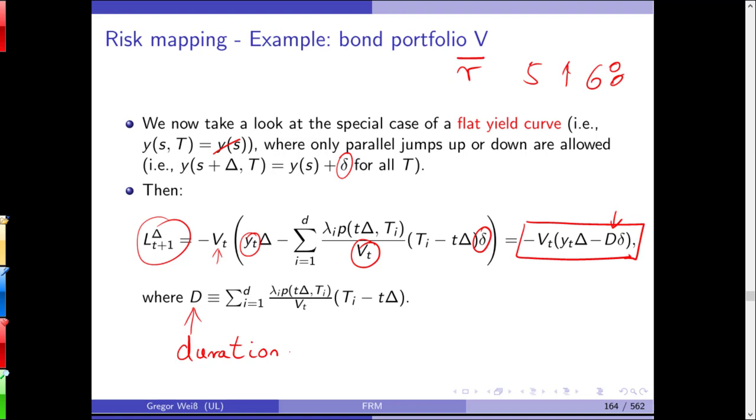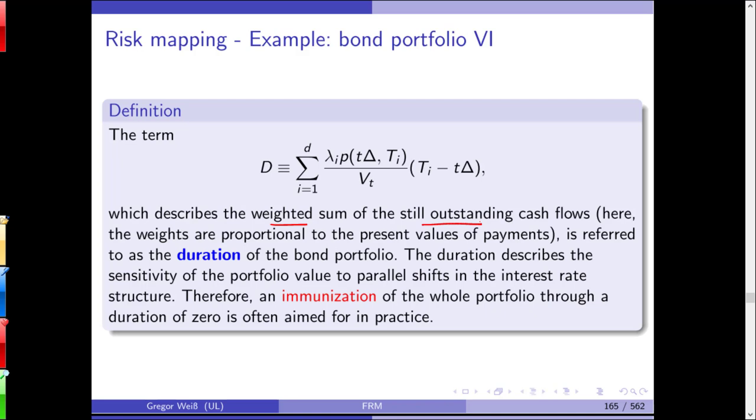That is the duration of the bond portfolio. Die Duration, die sich auch so im Deutschen so schön nennt. Was ist die Duration? The duration is nothing but the weighted sum of the still outstanding cash flows, and you take the remaining maturities and you weight them by the percentage of money you have invested in this particular bond. Sie nehmen also die Restlaufzeiten eines jeden Bonds und gewichten diese Restlaufzeiten mit dem Anteil am Gesamtportfolio. Und dann haben Sie eine gewichtete Restlaufzeit. Und diese gewichtete Restlaufzeit, die nennt man im Englischen Duration, im Deutschen tatsächlich auch so schön Duration.